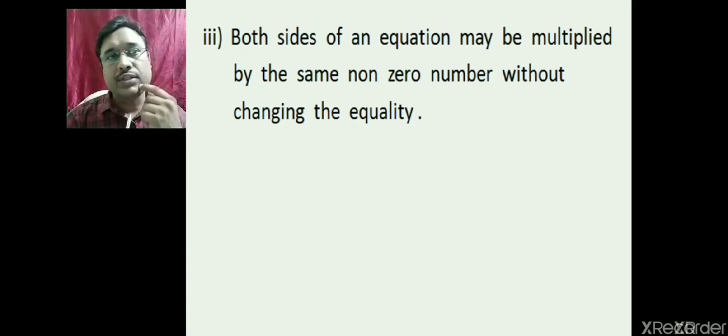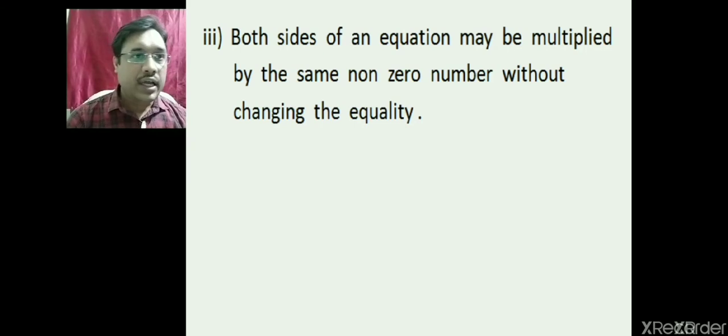That should not be 0, because if you are multiplying the number with 0, then the product becomes 0, so it is meaningless to do with 0. Okay, so multiply both the sides with the same non-zero number, and that also does not disturb the equality, that means without changing the equality. When you multiply both the sides of the equation, LHS and RHS, with the same non-zero number, the equality sign is not disturbed.